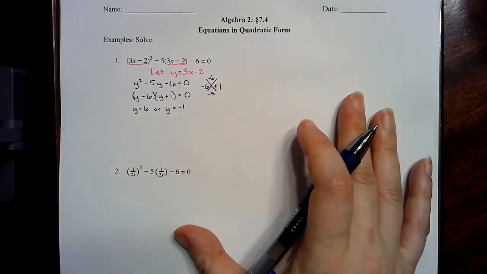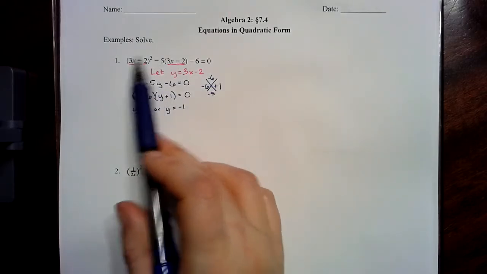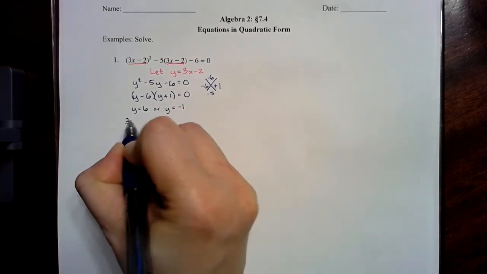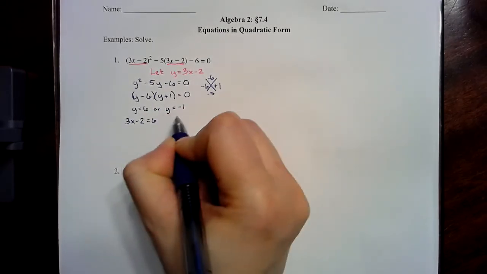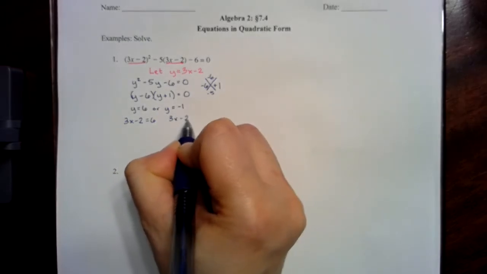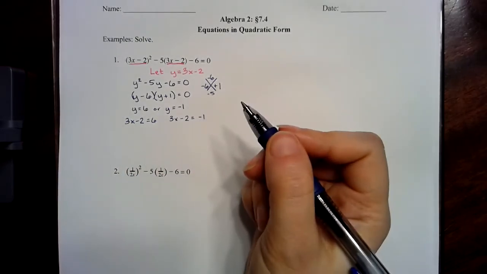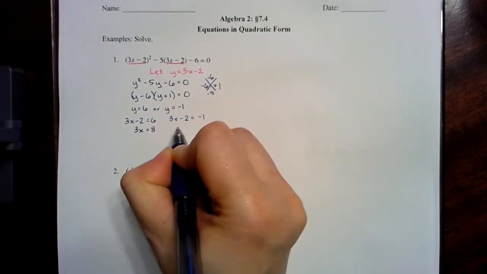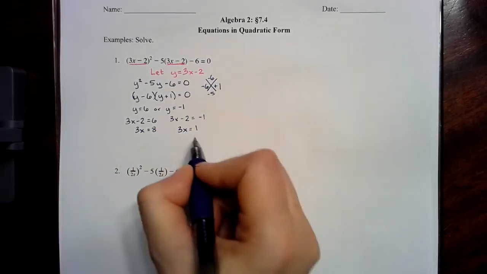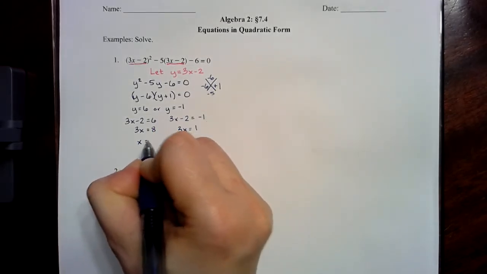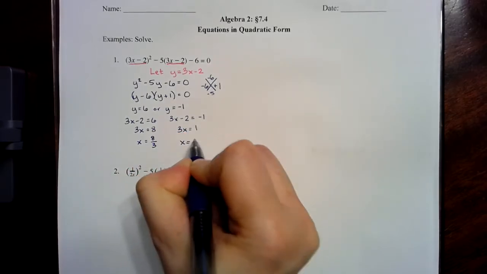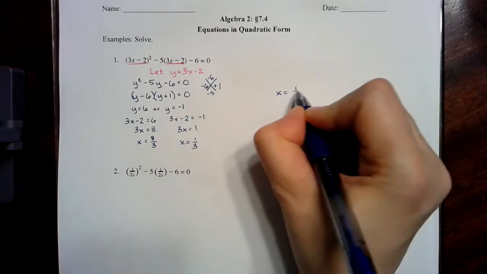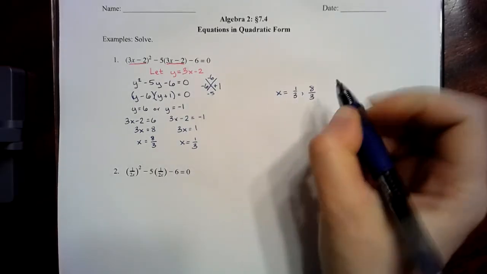But we weren't really looking for y. We were looking for this x. So let's go back and replace our y with 3x minus 2. So 3x minus 2 is 6, or 3x minus 2 is negative 1. In each case, I will add 2 to both sides and then divide both sides by 3. And so now I find my final answers for x are 1/3 and 8/3.